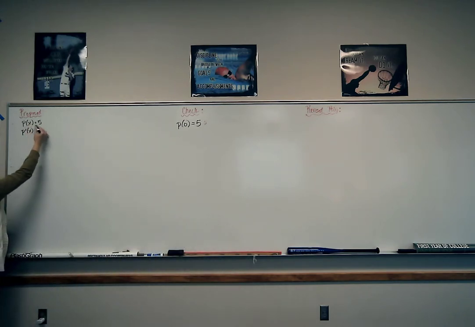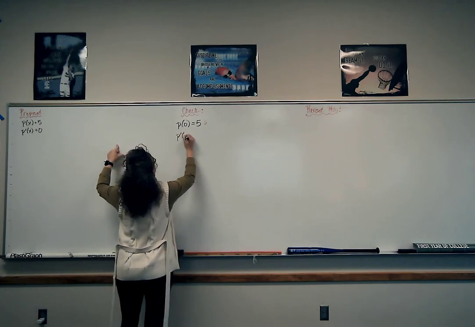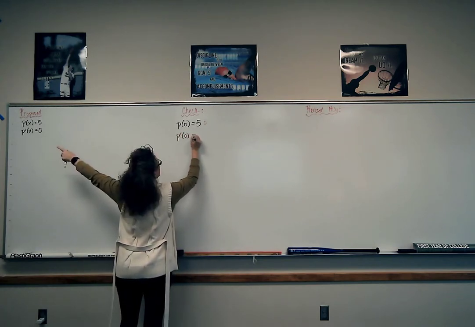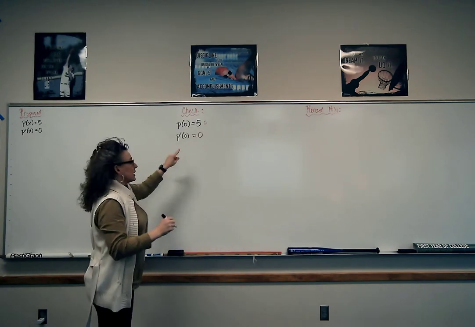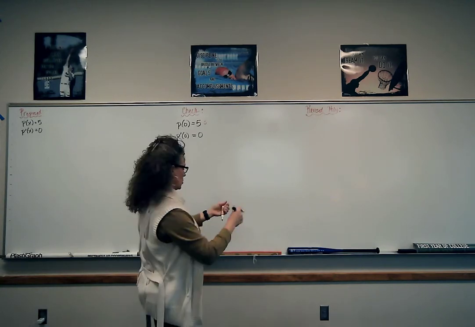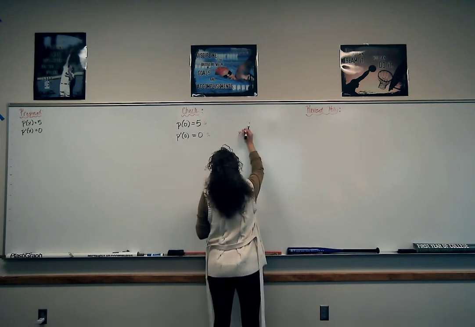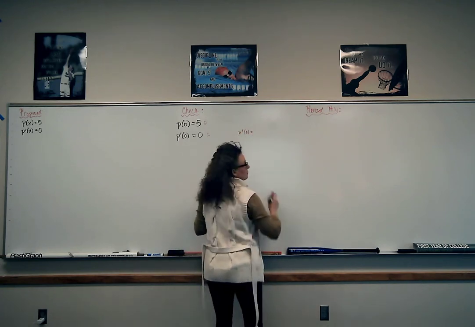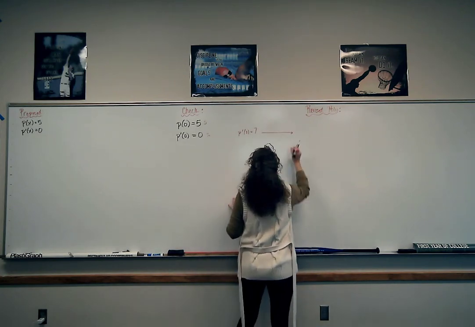If p of x is 5, what's p prime of x? Well, the derivative of a constant is 0. Now, ready? Let's check it. Let's take our derivative that we just found. Let's sub in 0. What do I get? Well, I still get 0. Check it. Does this match the fact that's in your notes? No, it doesn't. In your notes, it says p prime of 0 is supposed to be 7. Uh-oh, I've got some fixing to do.